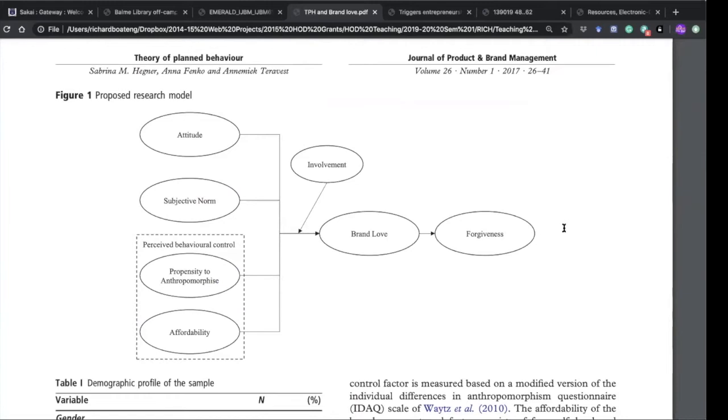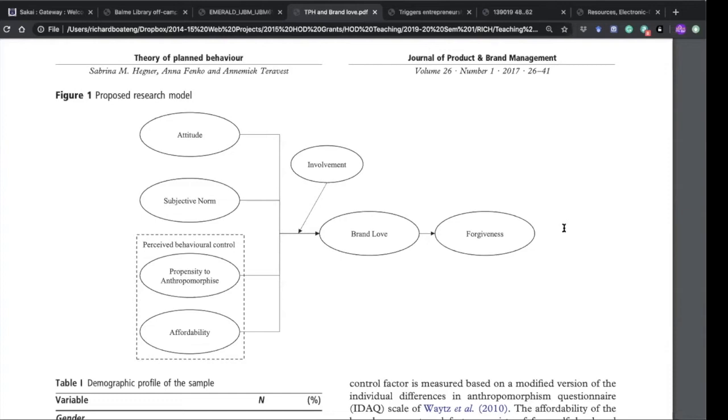So before you enter the real world, conceptualize. Tell us, what are you going to do? How are you going to look at the variables? How are you going to look at the relationships? So Rachel, our ability to enter the real world and collect data depends on our conceptualization of the things we are studying. We are studying brand love. Our conceptualization is that brand love and brand forgiveness will occur by this. But it is inspired by what? The theory of planned behavior.